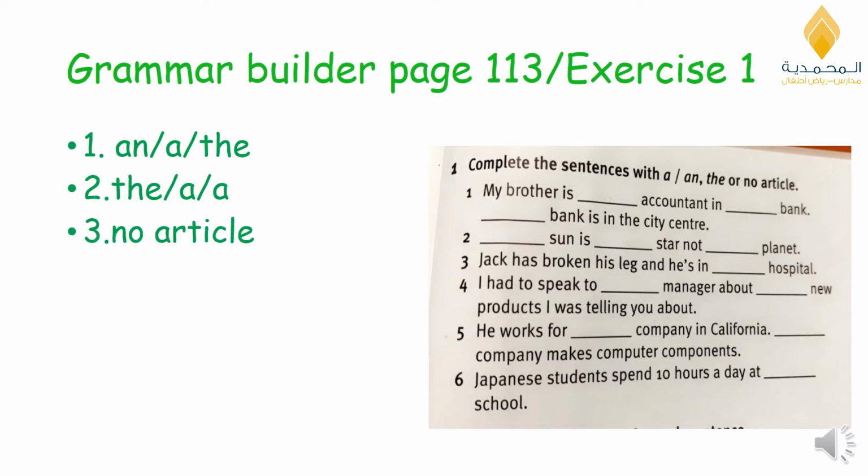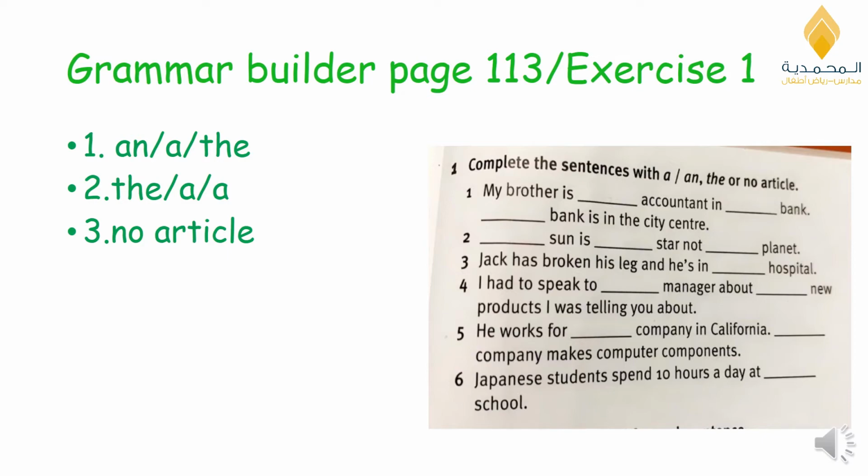Number 4. I had to speak to space manager about space new products I was telling you about. So what do I have to use? I have to say the manager, because I have only one manager and he's known to me, to everybody around me in the company. So I have to say the manager about the new products.